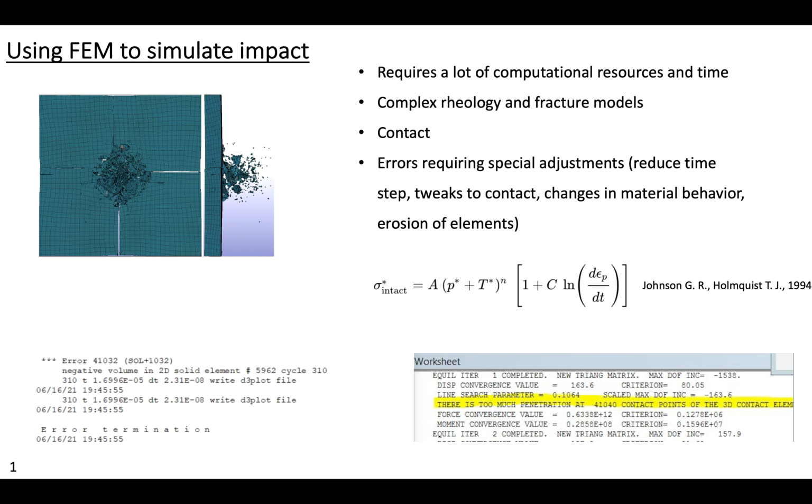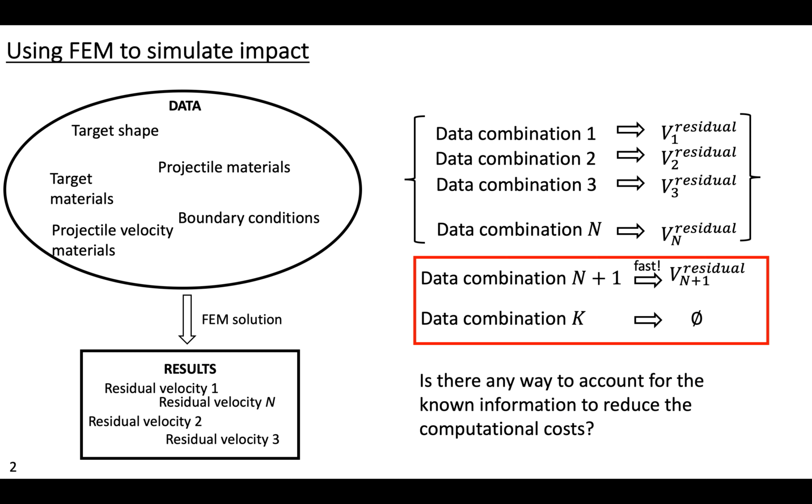And on the right you can see a screenshot from ANSYS which tells us that there are problems with contact, so the so-called too much penetration problem. So let's suppose the following situation. We are trying to simulate a lot of impact problems, and these problems are characterized by some data. For example, target shape, projectile material, boundary conditions, and projectile velocity. And for every data combination, we get the result using finite element method.